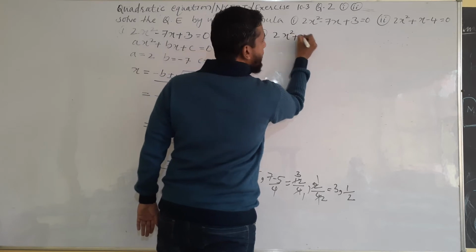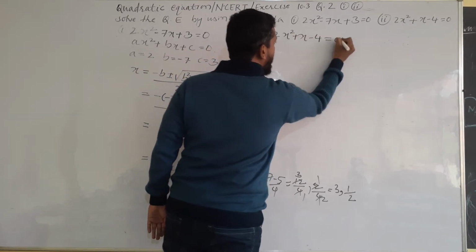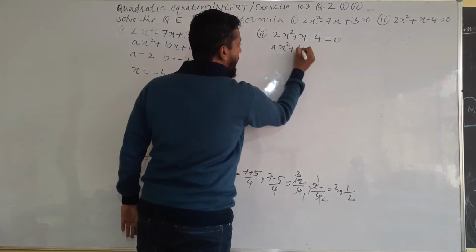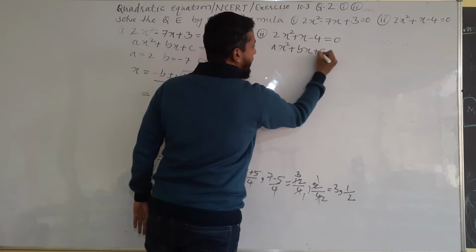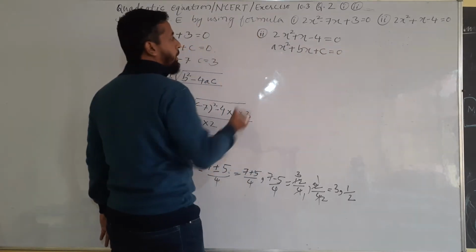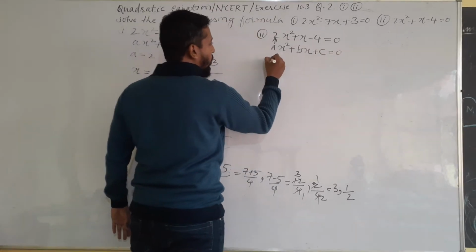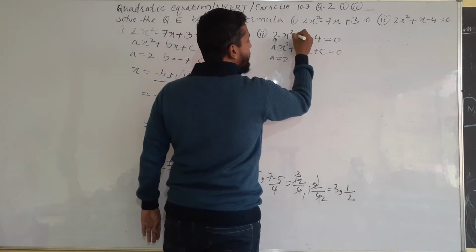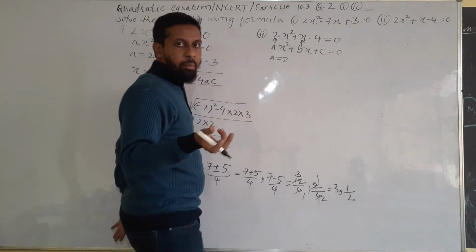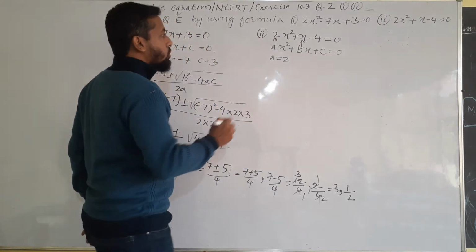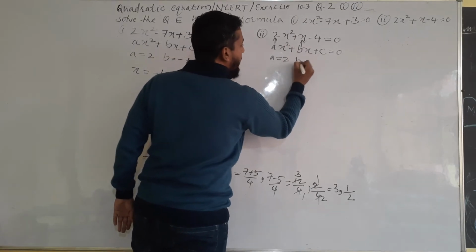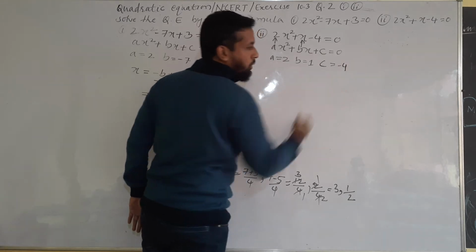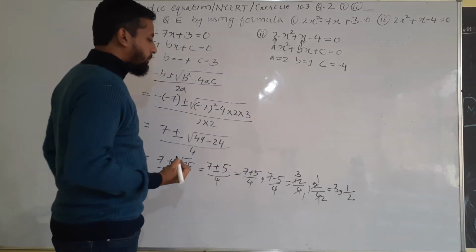2x square plus x minus 4 is equal to 0. We have to compare with the standard form ax square plus bx plus c is equal to 0. By comparing, we can say a is equal to 2. Then the coefficient of x is 1. You know, if coefficient is not mentioned, then it is 1. The coefficient of x is 1, b is equal to 1 and constant is minus 4, c is equal to minus 4.